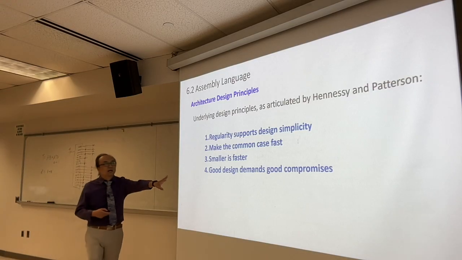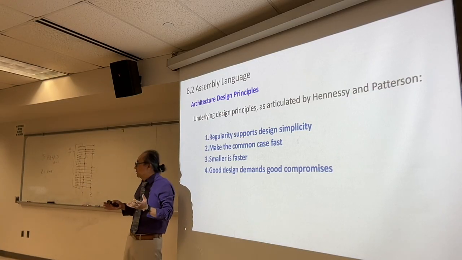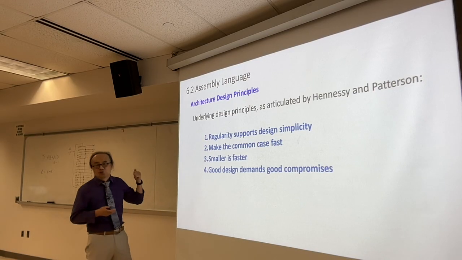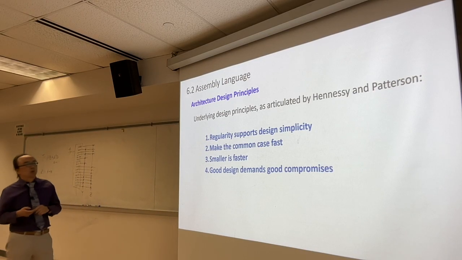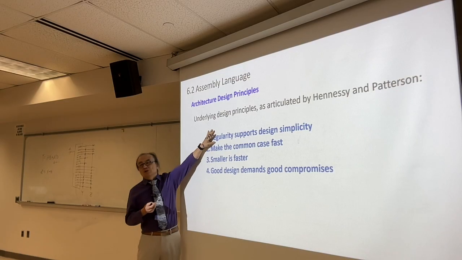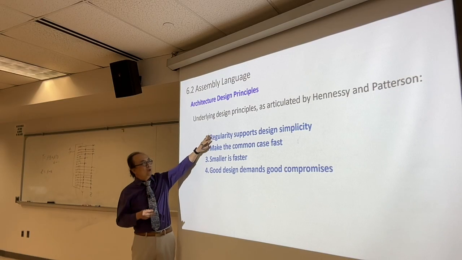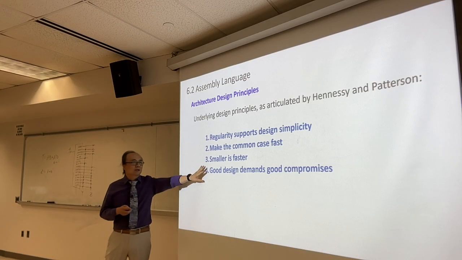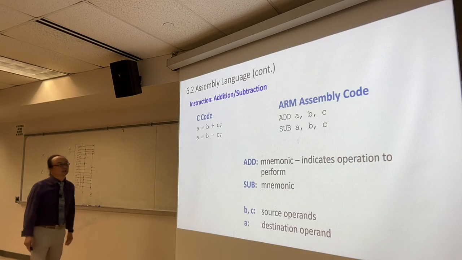In Patterson and Hennessy, for designing the architecture of any machine, we should follow these four rules. Regularity supports design simplicity. That's why we are using only 32 bits. Make the common case fast. Smaller is faster. Good design demands good compromises.